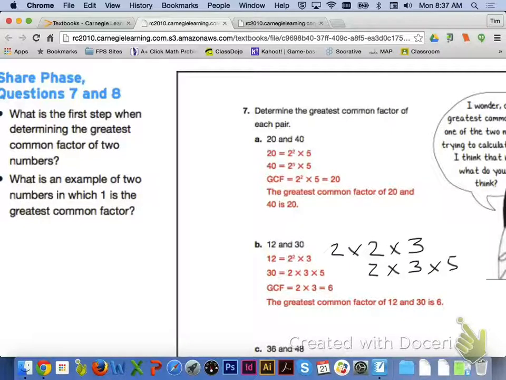If we take a look at letter B, the prime factorization for 12 is 2 times 2 times 3. Prime factorization for 30 is 2 times 3 times 5. So I have one pair here, one pair here. 2 times 3 is going to give me 6. So that is the GCF of 12 and 30.